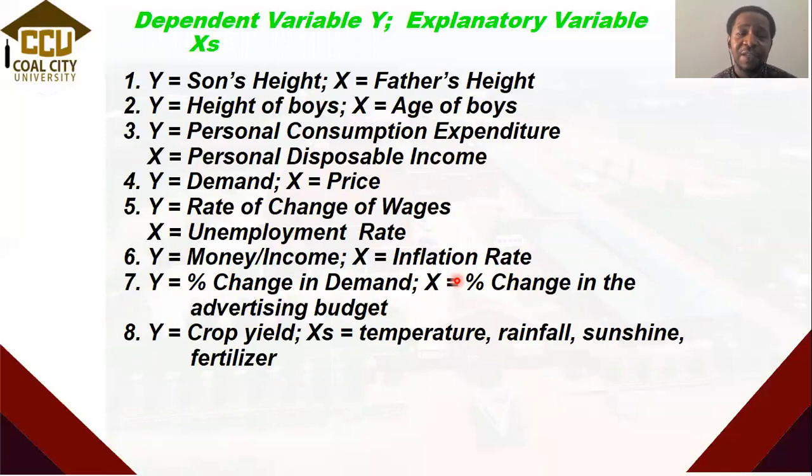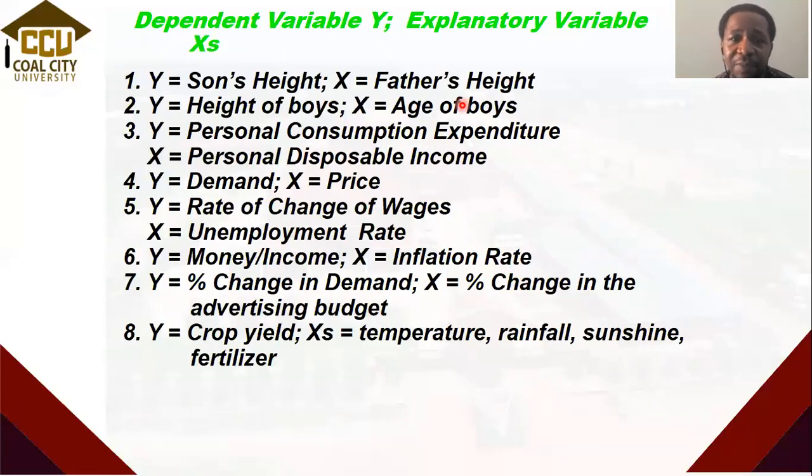Another example is, if you're given two variables like the height of boys and their age, you don't need to be told also that the height will be dependent on the age of the boys. The higher the age, there's a tendency that the height will be higher. So in this case, the height is a dependent variable, while the age is the explanatory variable, because it explains why the height is either tall or low.